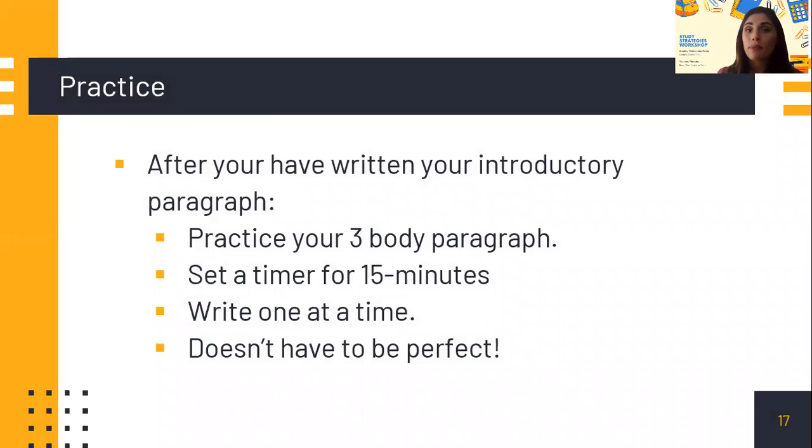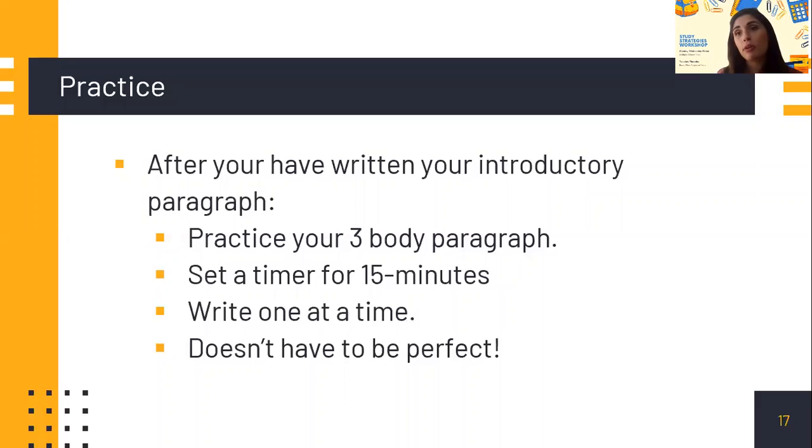All right, so practice again. After you've written your introductory paragraph, you want to practice your 3 body paragraphs. And so once again, you've set the timer for 15 minutes, you've written your introduction, take a break, take some space, and then when you have a free 15 minutes, go ahead and set that timer for 15 minutes again. And one at a time, write those body paragraphs.